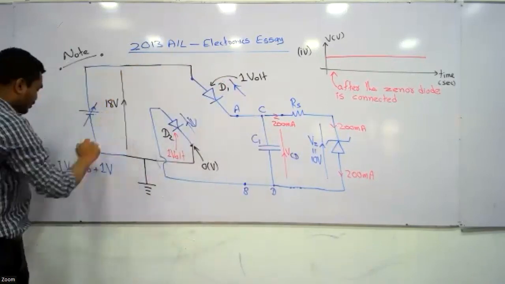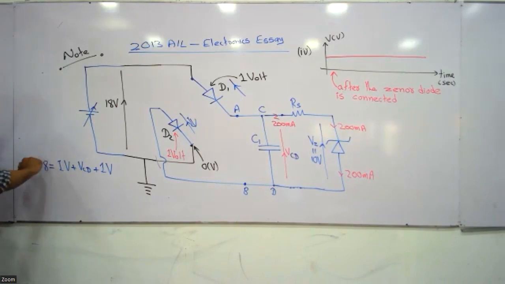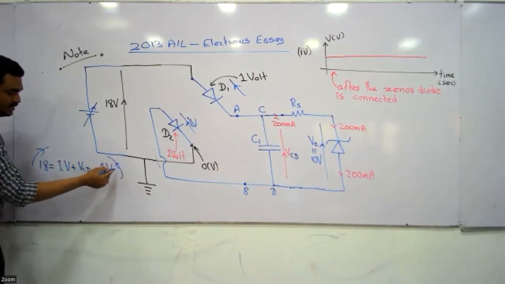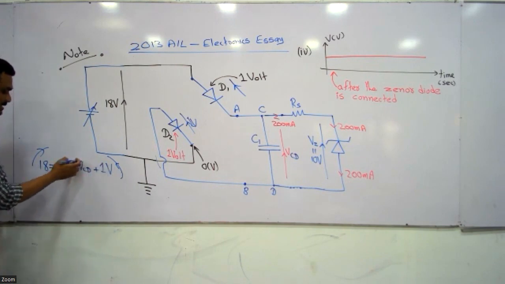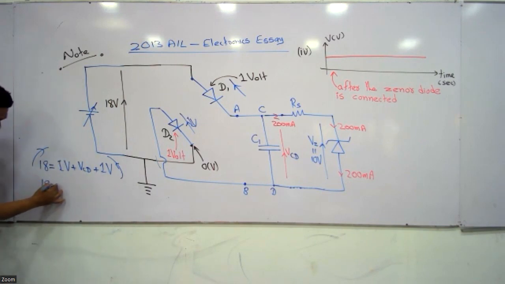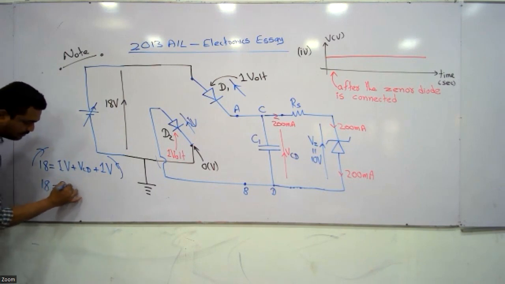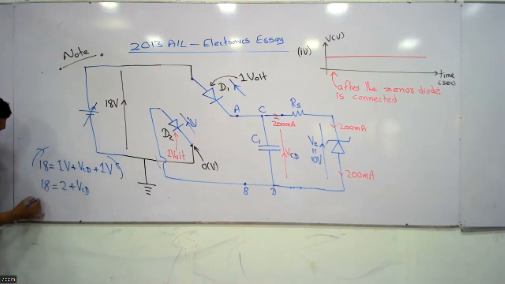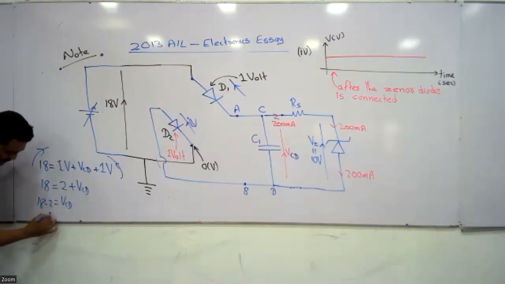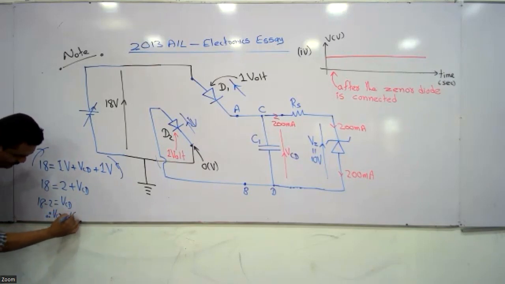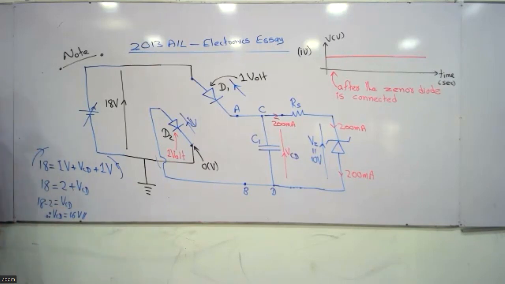Clockwise direction 18. The voltages in the clockwise direction should be equal to the voltages in the anti-clockwise direction. That's what I have written here. So 18 should be equal to 1 plus VCD plus 1. These 3 voltages are in the clockwise direction, 18 is in the anti-clockwise direction. So 18 equals 1 plus 1, 2 plus VCD. If you take 2 to this side, it will come as minus 2. That is VCD. Therefore, VCD equals 16 volt.